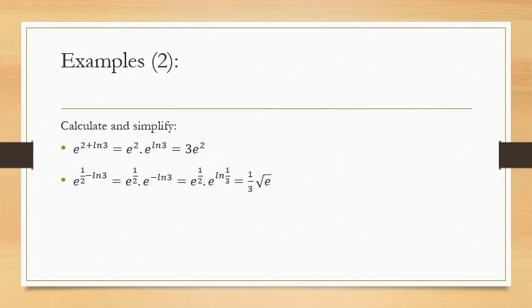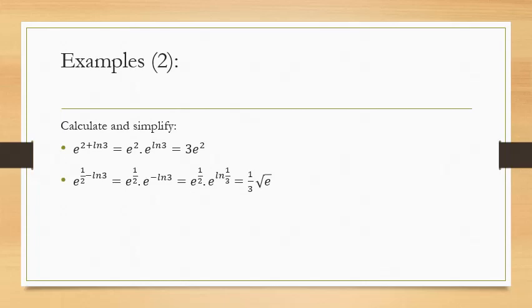Examples. Calculate and simplify. E to the power 2 plus ln 3, we can split them to the same base: e to the power 2 times e to the power ln 3. E to the power ln 3 equals 3, multiplied by e squared.